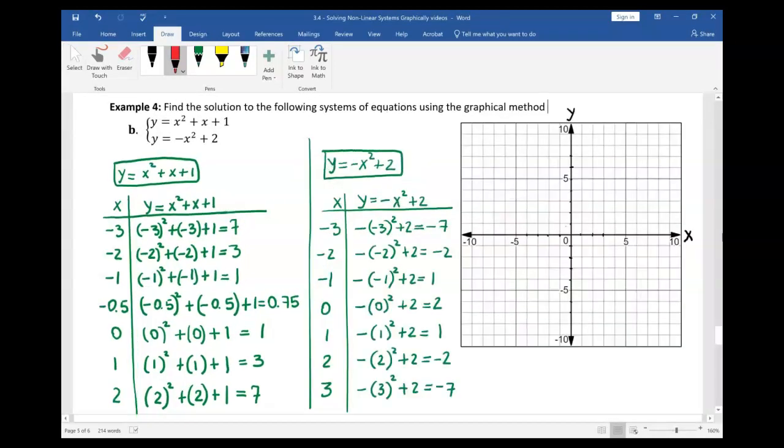I already filled in the table. We have all the values for x. I calculated the values for y. Next, let's plot the points. So for the first equation, I'm going to start there.